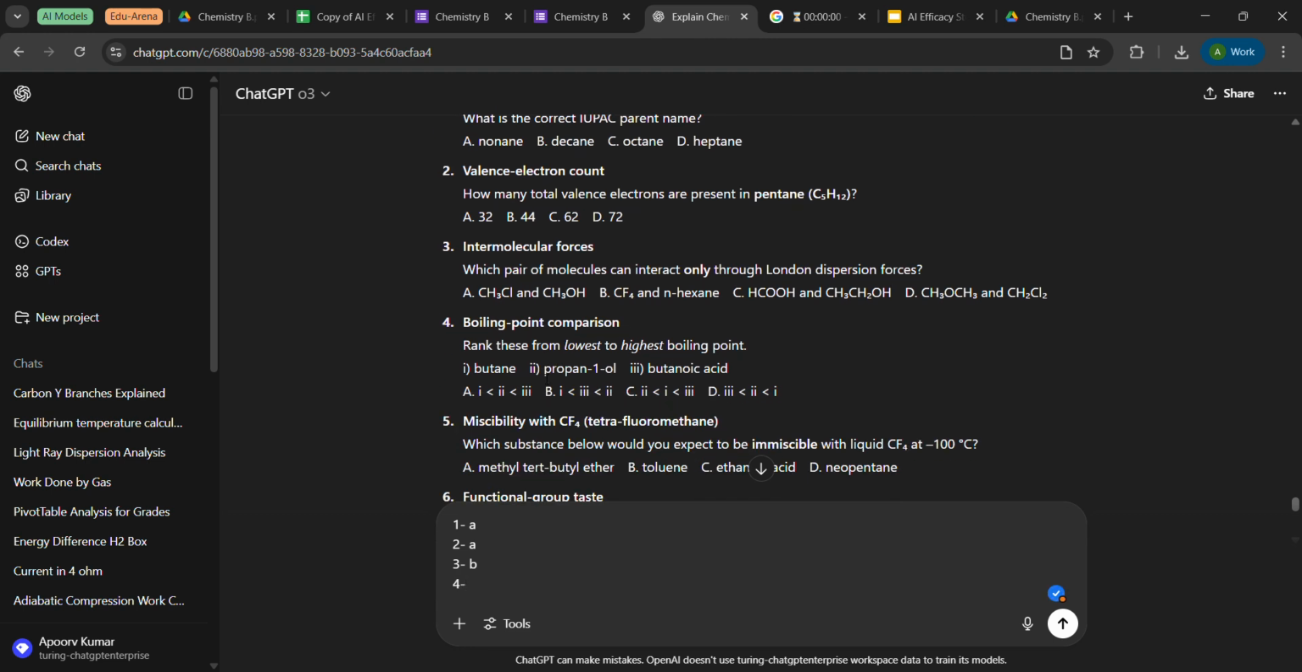Boiling point comparison. For this one, rank these from lowest to highest: butane, alcohol, acid. The greater the hydrogen bonding and the dipole strength, the greater the boiling point. And out of alcohol and carboxylic acid, if I remember correctly, the carboxylic acid has a greater dipole-dipole strength. That means it will have a greater boiling temperature. So 1, 2 and 3. I'm going to go with A.